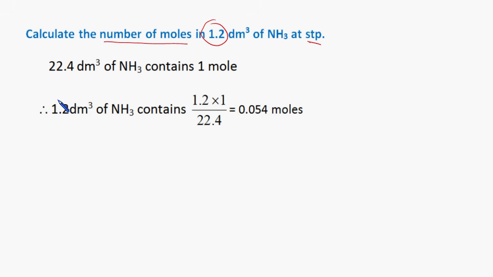So 1.2 dm cube of ammonia contains, we're going to cross multiply, so it's 1.2 multiplied by 1 divided by 22.4, and that gives us 0.054 moles of ammonia gas.